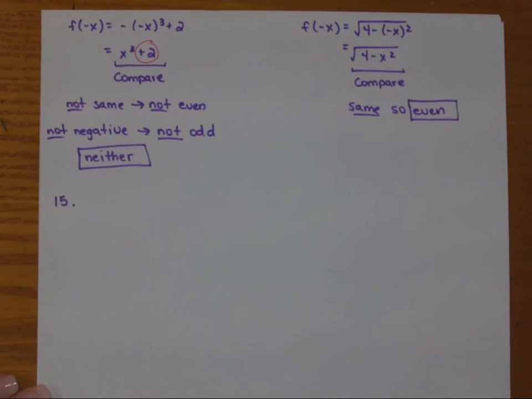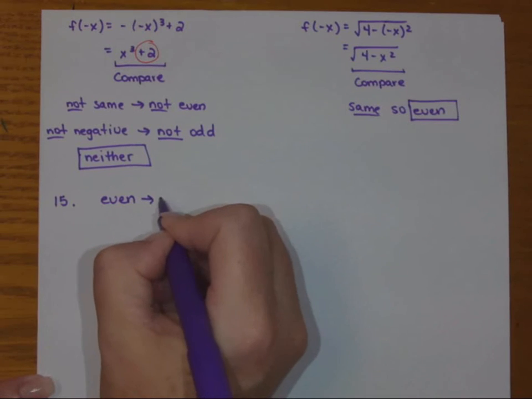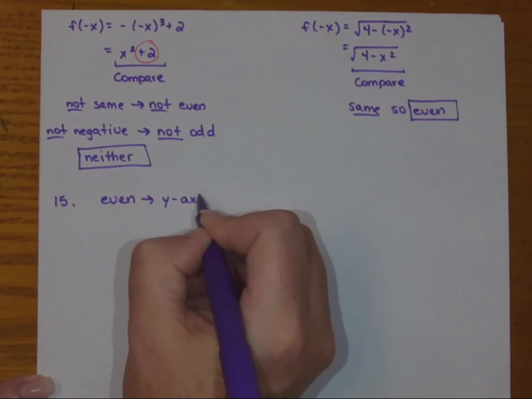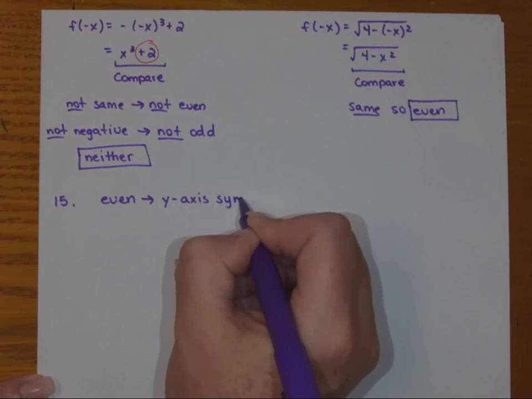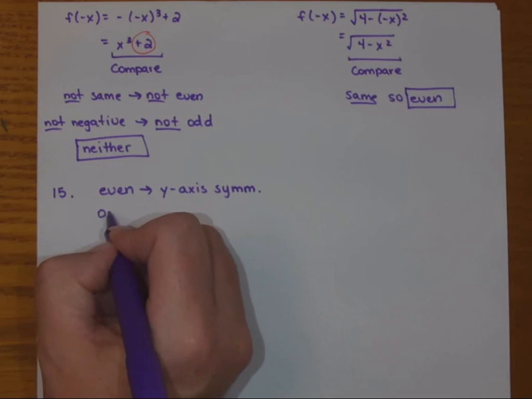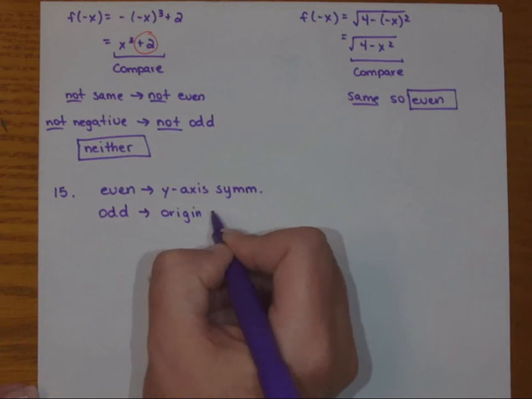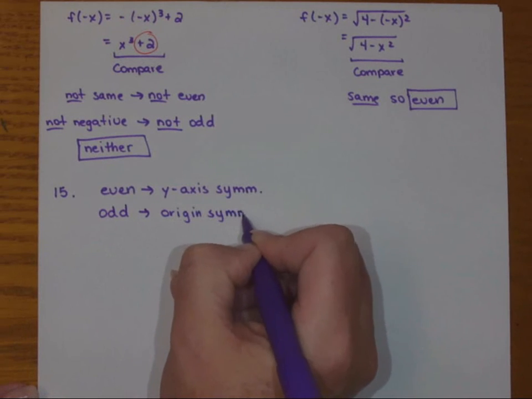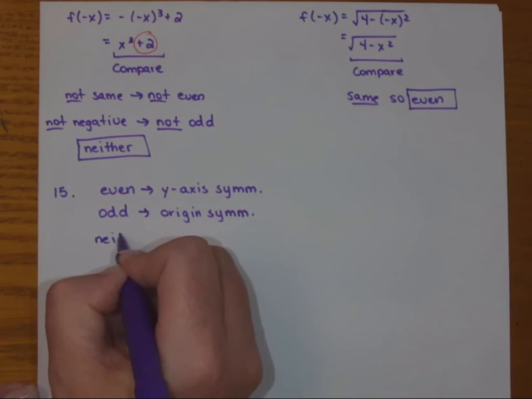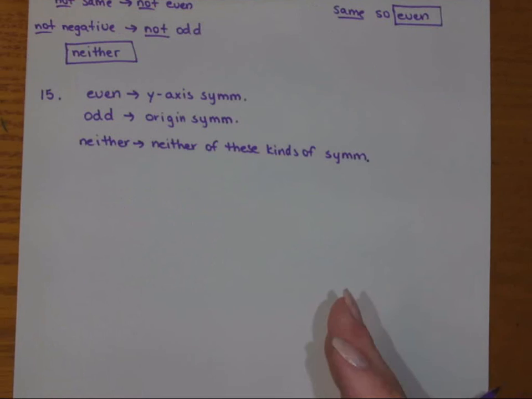Okay, number 15, I just asked you a question, but no, on the test I might actually show you a picture of the graph. Remember that even functions have y-axis symmetry. So if you see a graph that looks symmetrical around the y-axis, then you know it's even. If it's odd, it has origin symmetry. And then, of course, neither functions. I'm not going to say it's not symmetrical. It just has neither of these types of symmetry.